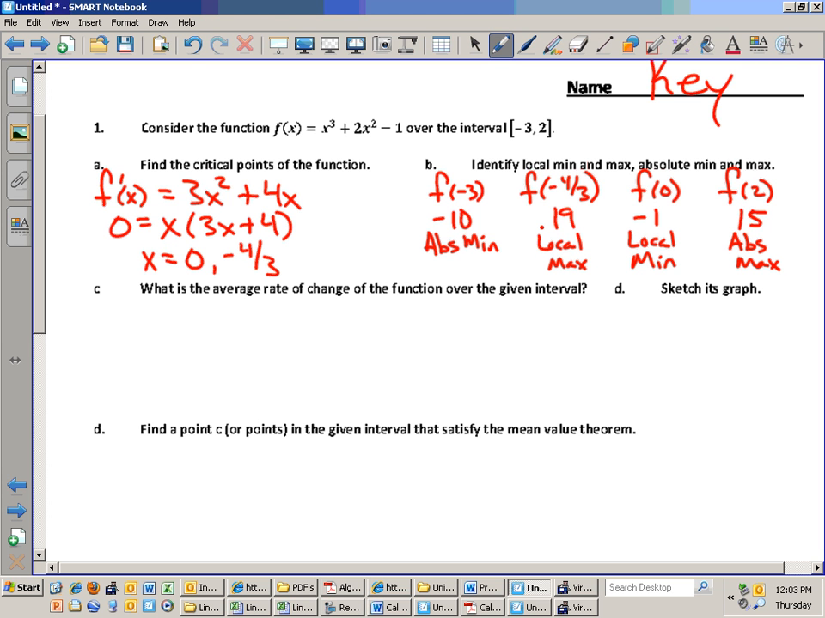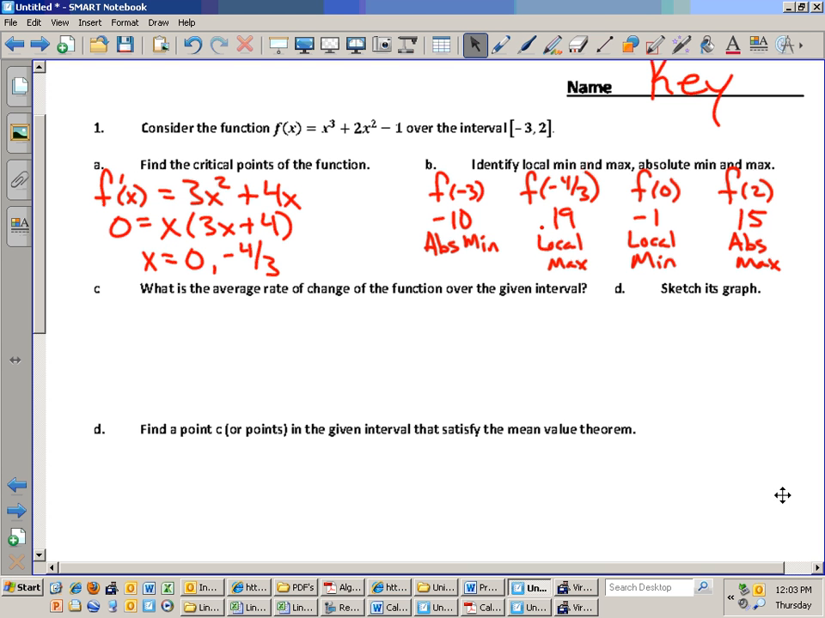It could be. But in this situation, since it's an endpoint, it's not. Because at a local min or max, the derivative will be equal to 0. And the derivative is not equal to 0 at 2. It's only equal to 0 at 0 and -4/3. Those are those points. We're almost ready to sketch.